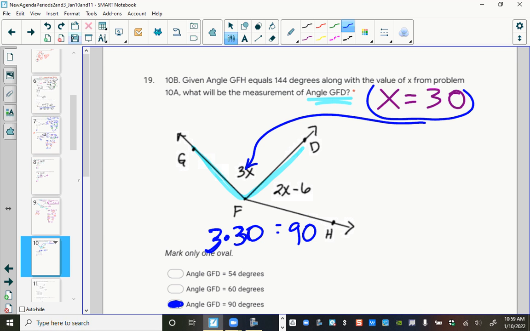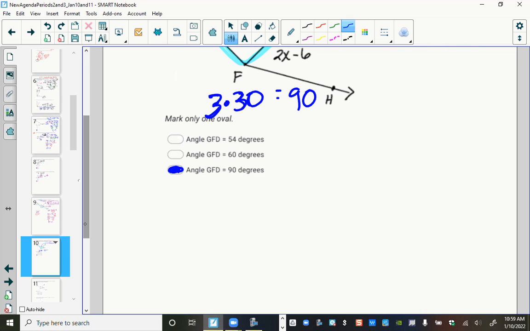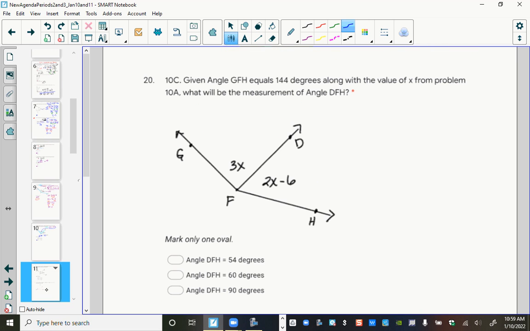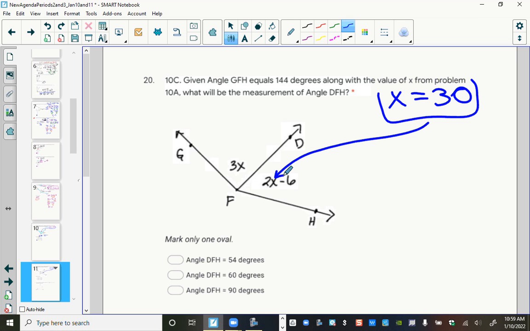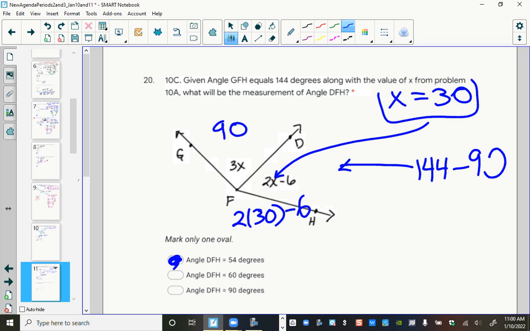The last one, you go to the next page, it's basically going to be the same thing. You take your x is 30. Now you're just plugging it in for this angle. And you should get 2 times 30 minus 6. Can anybody get that one? 54. Yeah. Also, the other way, you knew this was 90. Grand total was 144. You could also do 144 minus 90. That's another option. Again, I want everybody to see as many options, whichever works better for you.